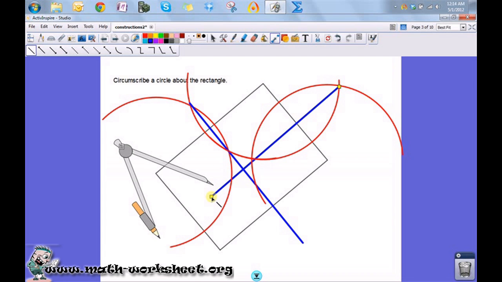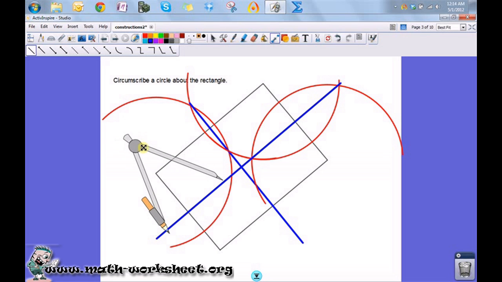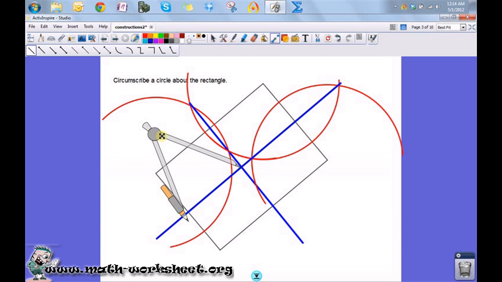Actually, let me restart that one. Okay, draw a line through here. So this is where I want my circle to be centered. So I put my point here, and then I open my compass up so that it touches one of the angles.